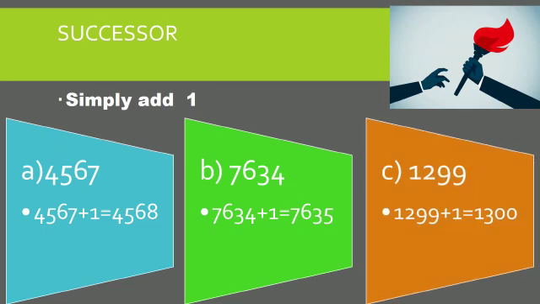And we have another example, 1299. When you add 1, you carry over, again carry over, and the number becomes 1300. So what have you learnt here? You have learnt that a successor means you simply add the number 1 and you get the next number.